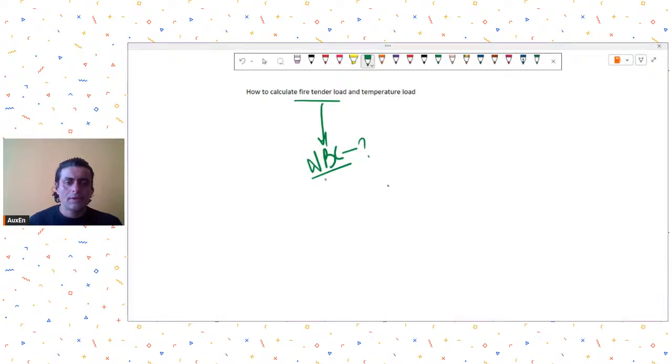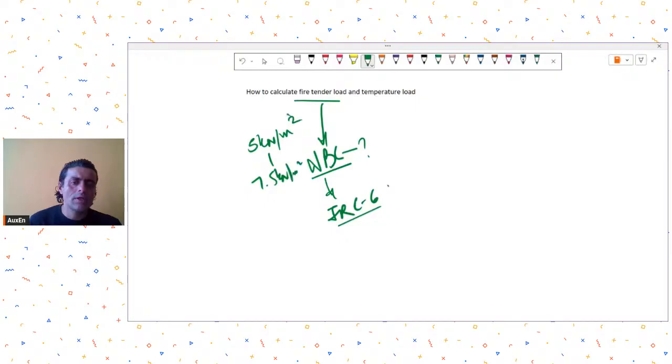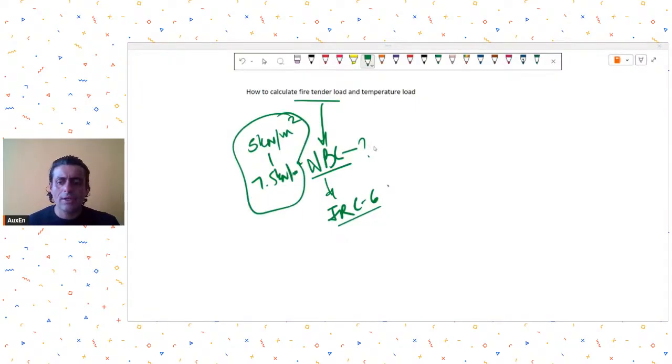Or generally you may get some reference from IRC 6. Fire tenders are not very heavy that way. It's just carrying water, and it's a truck after all, so it's not so heavy. Otherwise, usually what people do is put around 5 to 7.5 kilonewton per meter square load in the complete area where fire tender is expected. Or you may just check it up in NBC. I'm sure there is some guideline given over there.